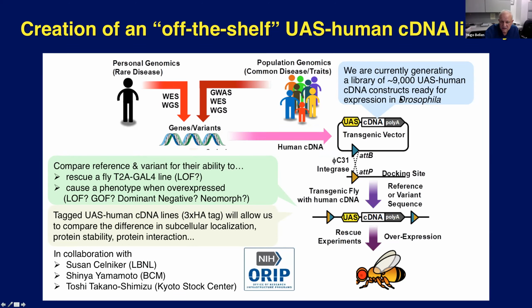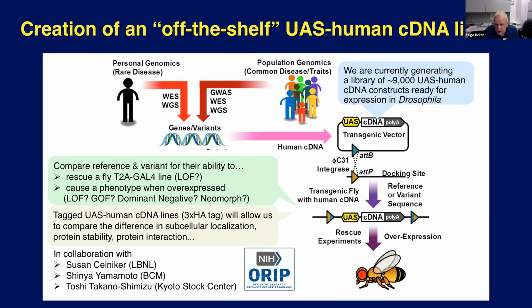They're deposited at the DGRC and in Bloomington, and they allow, on the one hand, the rescue of the T2A GAL4. They can also be used to rescue RNAi, because obviously the RNAi is not effective on the human gene, and the human gene can therefore be used to rescue RNAi phenotypes. And they can also be used to assess if there is a loss or a gain of function or a dominant negative in the model organism. So it provides us with a nice set of tools.